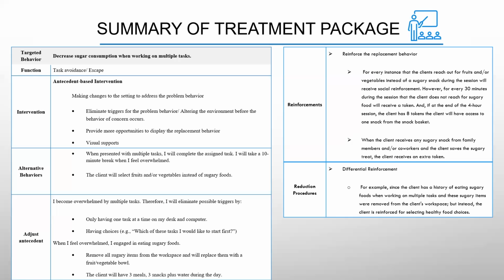And the differential reinforcement, for example: since the client has a history of eating sugary foods when working on multiple tasks, and these sugary items were removed from the client's workspace, instead the client is reinforced by selecting healthy food choices.